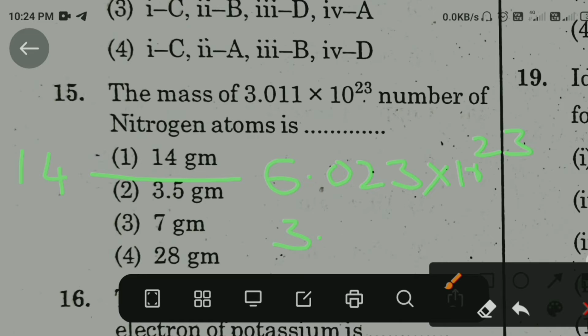But it is given that 3.011 into 10 power 23, that means 6.023 into 10 power 23 divided by 2. So its value is half. So the mass of nitrogen is also half, that is 7 grams. So we get the answer 7 grams.